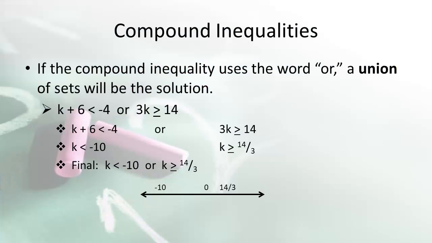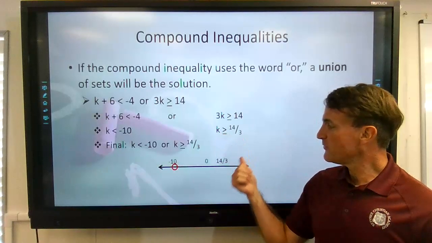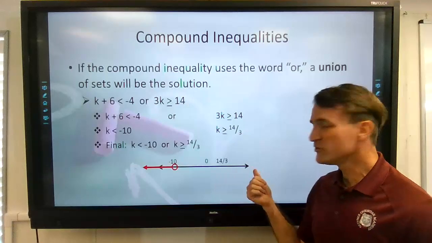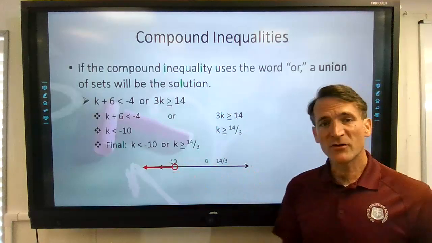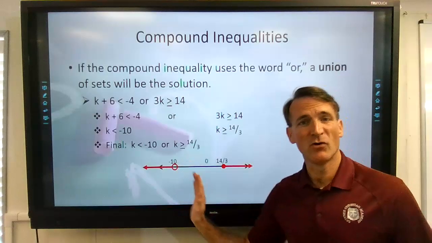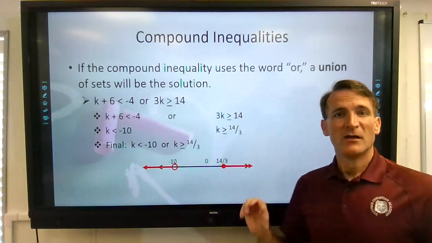In this case, it's not equal to, so what do I use? I use a circle. So I have a circle at -10. Over here, it could be equal to 14/3, so I need to put a dot at 14/3. And all the values that are greater than 14/3 are included. So I'm going to draw my line going to the right there. On this other piece, the values that are less than -10 are also included. So I have a line going from my circle to the left and from my dot to the right.